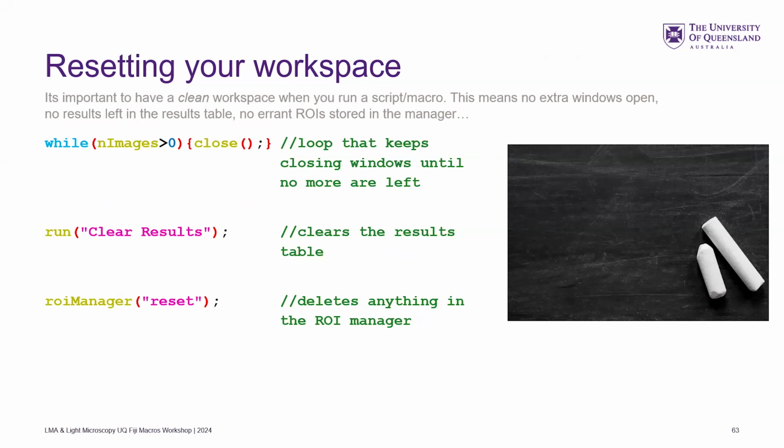I like to begin these scripts with some kind of resetting of your workspace. I've had issues before where, if you've got a file that's open already and you're trying to open something else, it can get confused. So I normally have: while number of images is more than 0, close everything. Clear results is quite good because you don't want anything in your results table. ROI manager reset gets rid of anything in the ROI manager. So you're getting a clean slate to begin with.